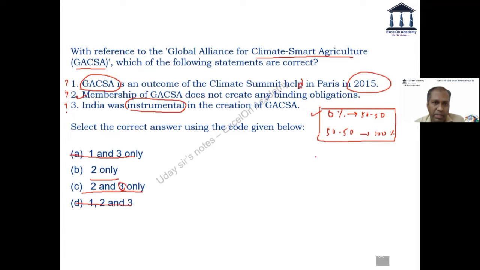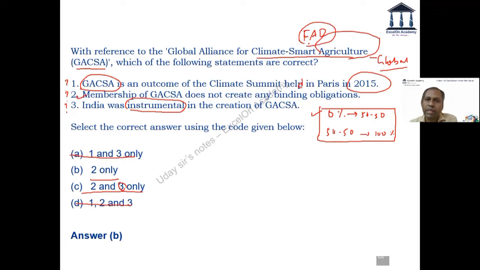Yeah. So in this case, as it happens, the answer is B. So India was instrumental. Now I'll tell you one more thing, and please note this point. Whenever it is related to agriculture at a global level, always remember this guy. There is a high probability that they are involved in it.